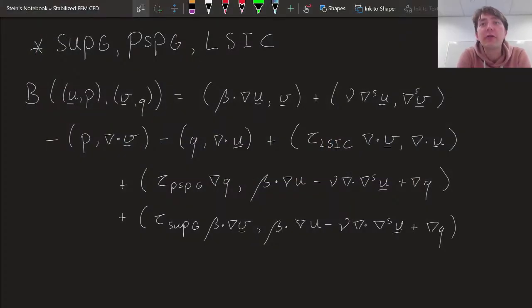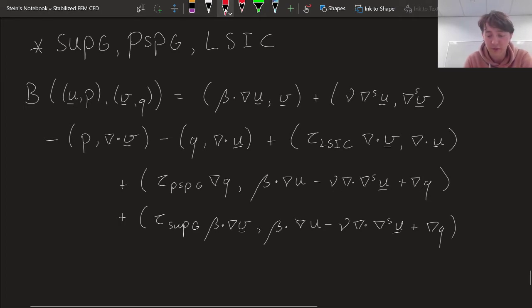So now here we have the complete combined set of equations for the Oseen equation with streamlined upwind Petrov-Galerkin, pressure stabilized Petrov-Galerkin, and the least squares incompressibility constraint stabilized methods. It has become quite a large set of equations, but I think now that we've gone through all the steps, we can make sense of each individual term.